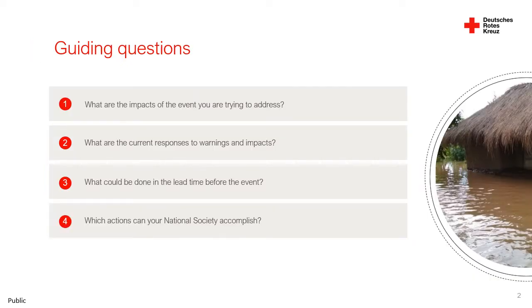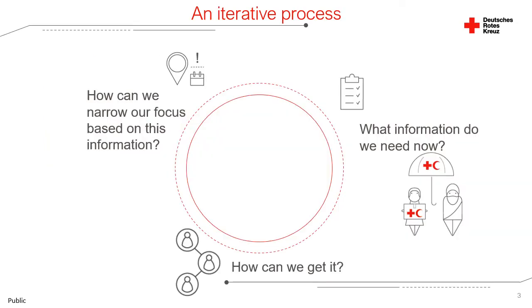The four main questions guiding this chapter and this phase of protocol development are: what are the impacts of the event you are trying to address? What are current responses to warnings and impacts? What could be done in the lead time before the event to reduce those impacts? And what actions can your national society or organization accomplish given the lead time?